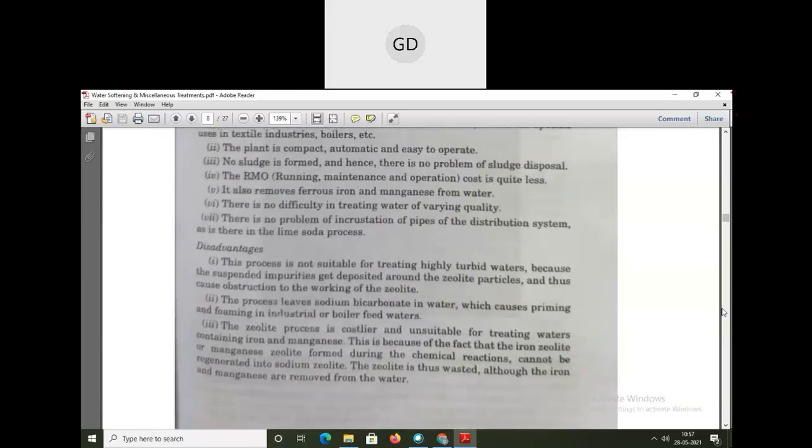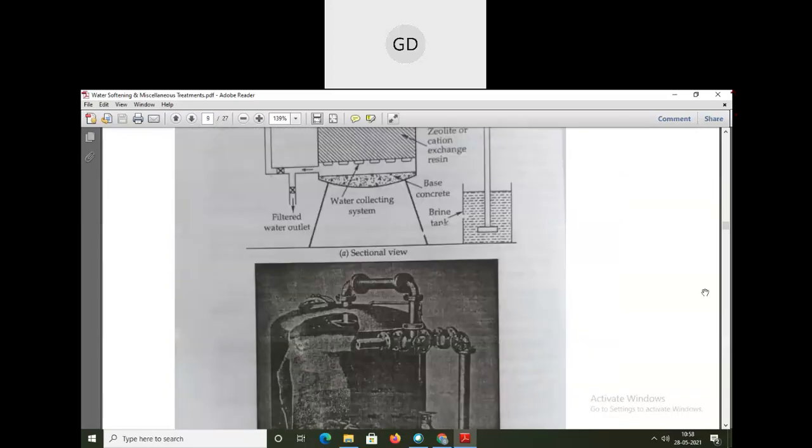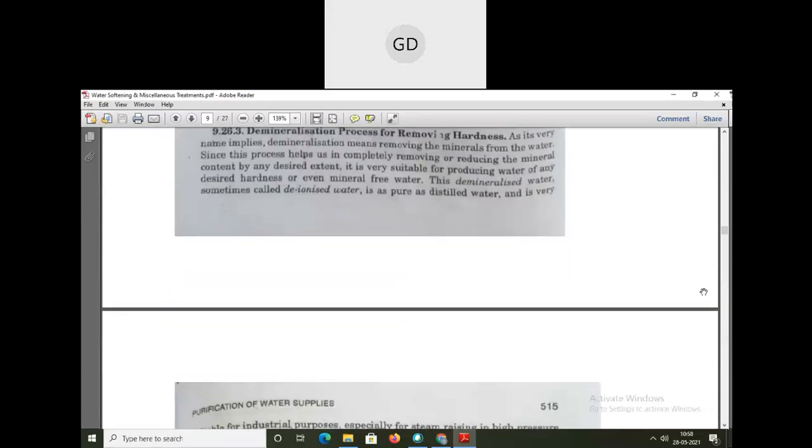Next, the process leaves sodium bicarbonate in water, which causes priming and foaming in industrial or boiler feed waters. When you are doing the chemical reactions, you have seen that it leaves sodium bicarbonate in water, and that will cause foaming in some industrial and boiler feed waters. Number three, the zeolite process is costlier and unsuitable for treating waters containing iron and manganese. If the water has iron and manganese, the zeolite process is not suitable, and it is very costly. So these are the disadvantages of the zeolite exchange process.